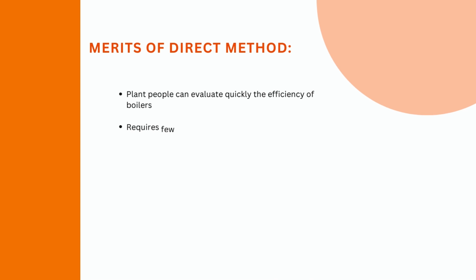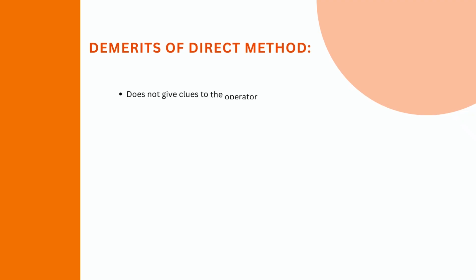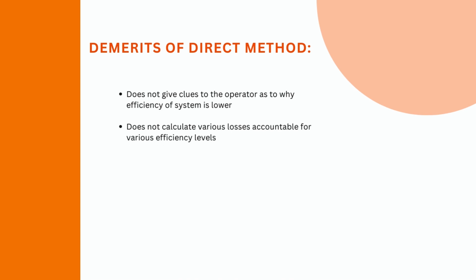Advantages of direct method: plant people can quickly evaluate the efficiency of boilers, it requires few parameters for computation, and needs few instruments for monitoring. Disadvantages of direct method: it does not give clues to the operator as to why the efficiency of the system is lower, and does not calculate the various losses accountable for various efficiency levels.